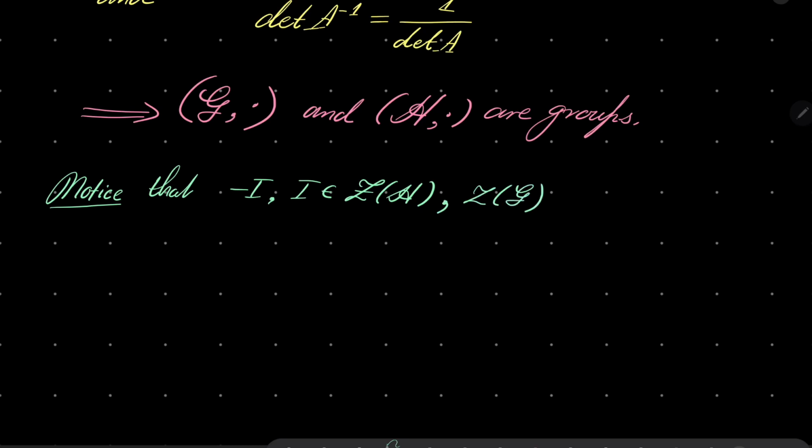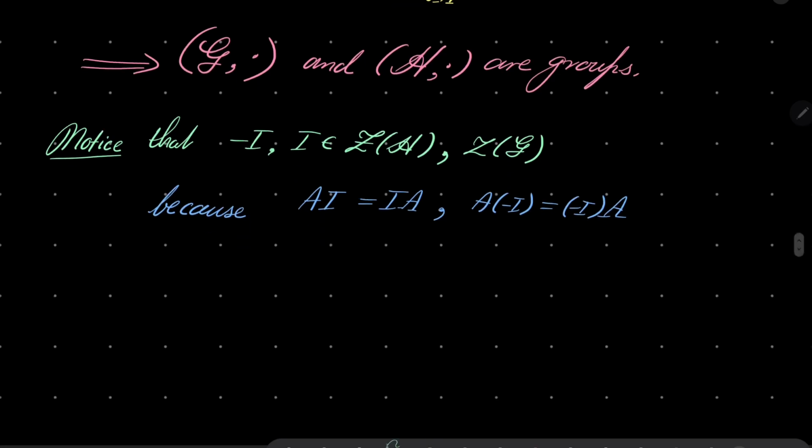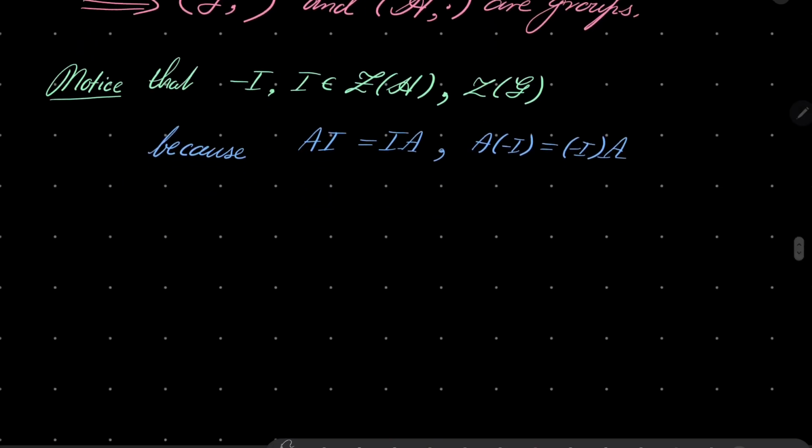Why is that? If you take any matrix A and multiply it by the identity, you get just the identity times A. Similarly, A times minus identity is the same as minus identity times A. So at least two elements are in our centers. I will show that in the center of H, there are no more elements. How can we do it?